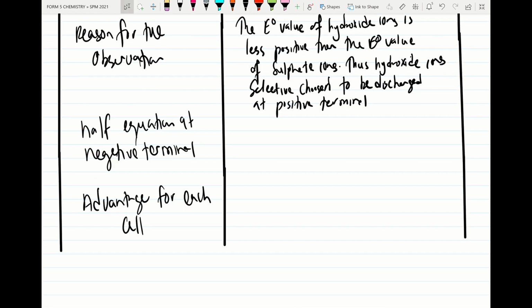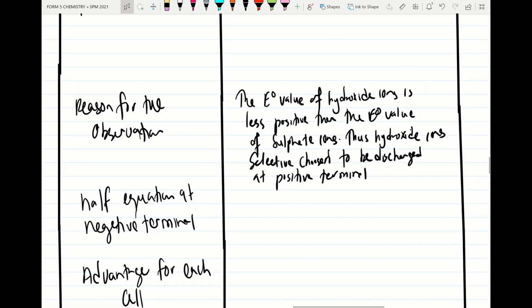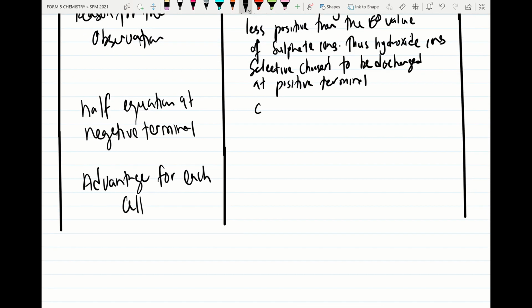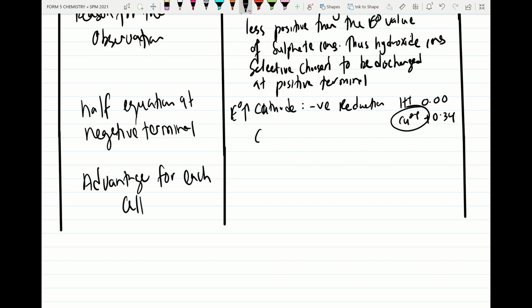All right, next one, half equation at the negative terminal. So this is the positive terminal, so here is the negative terminal. The negative terminal will be the cathode, and it will undergo reduction. We have two ions, hydrogen ion and copper 2 ion. Please remember, at our negative terminal, choose the E naught value that is higher. This one is 0.00 and this is positive 0.34, so therefore copper 2 ion will be chosen. So the half equation at the negative terminal: copper 2 ion gains 2 electrons and forms copper atom.